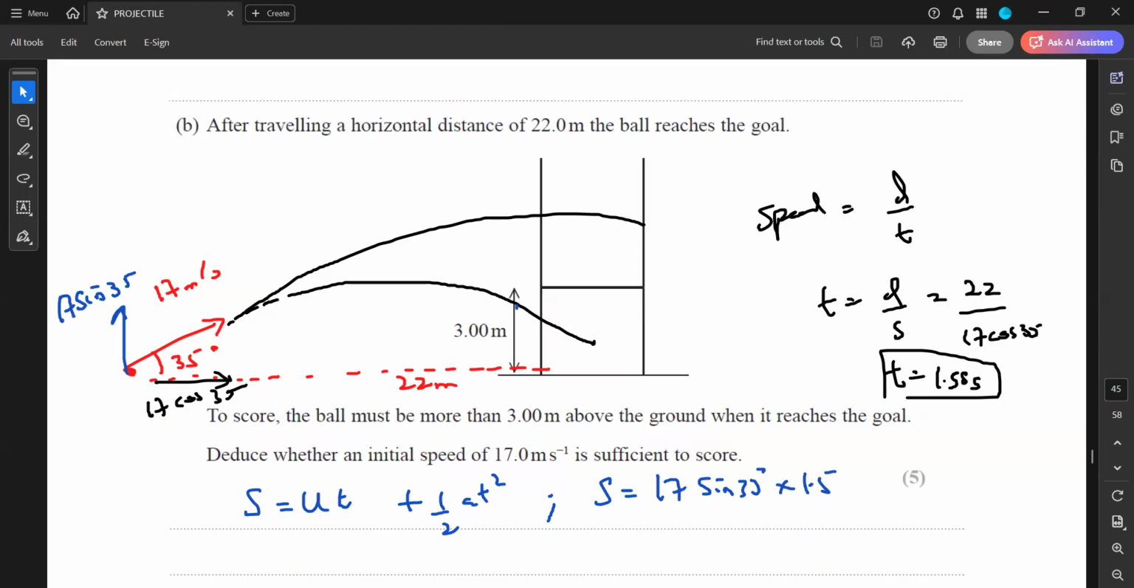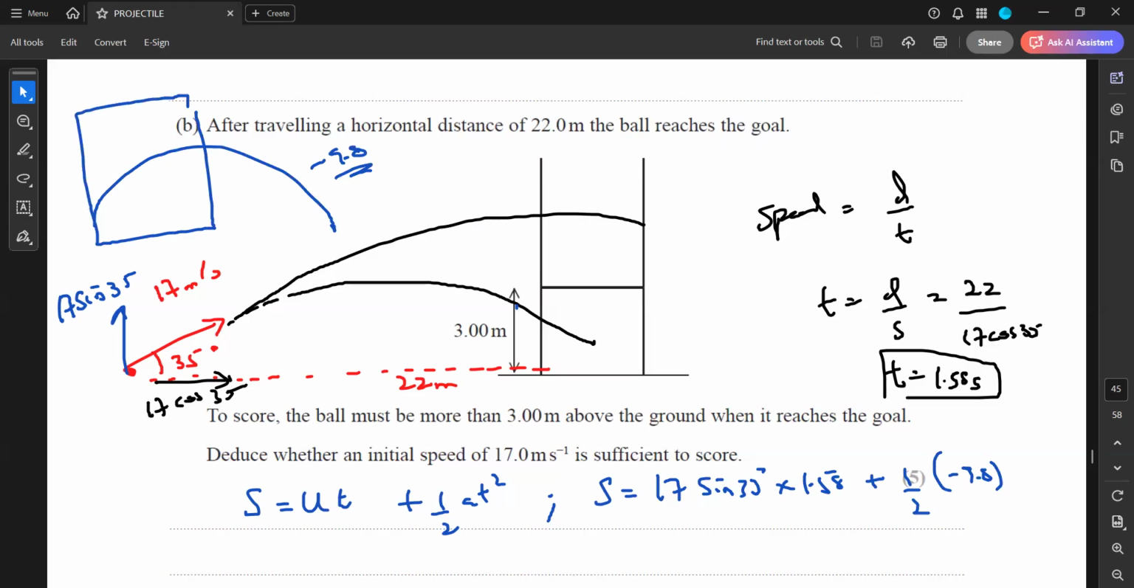17 sine 35 is the vertical velocity, multiplied by time 1.58, plus 1 by 2. And what acceleration will I take? Minus 9.8. Remember one thing: when you take a full projectile motion, you'll consider minus 9.8. Or when you're considering a half motion, when it is going up, you will also consider negative 9.8. So in both cases you consider negative 9.8. But when it is launched from a certain height, then you will take positive 9.8.